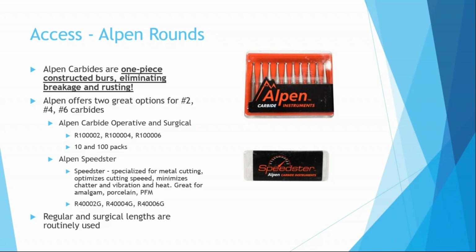We also do have a lot of different other options too, like our Alpen Speedster, which is a great metal cutting burr. It kind of cuts through everything. It's a very aggressive burr, great for amalgam, porcelain, PFMs, and those are available in those 2, 4, and 6s as well. So if they need to get aggressive, we have that available, or we have our regular round carbide. Next slide, please.